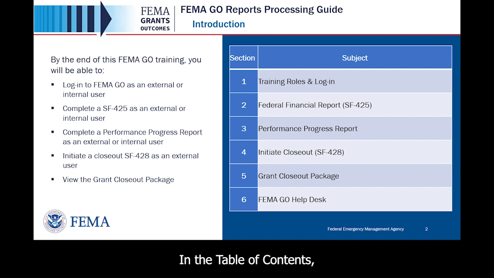In the table of contents, the subjects we will cover include Section 1, Training Roles and Login, Section 2, Federal Financial Report, SF-425, Section 3, Performance Progress Report, Section 4, Initiate Closeout, SF-428, Section 5, Grant Closeout Package, Section 6, FEMA Go Help Desk.